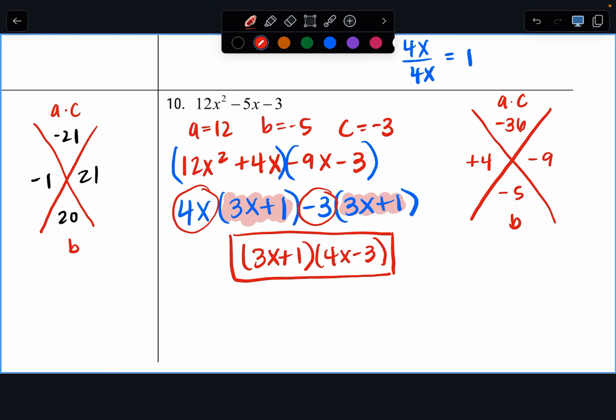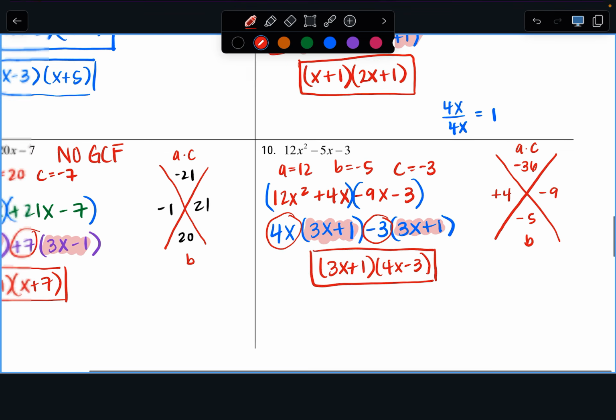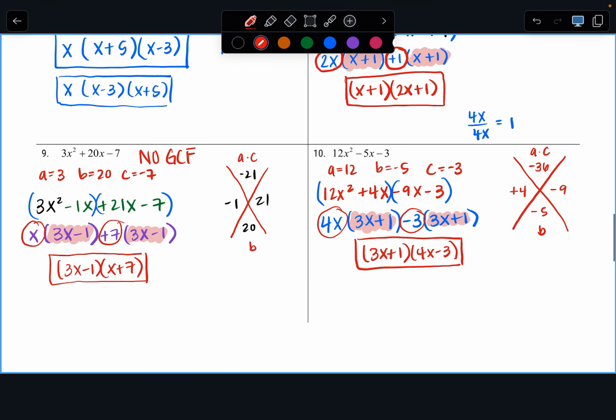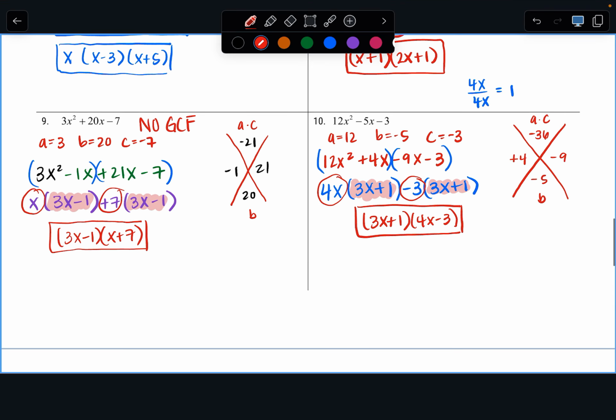Yes, Mark. It does not matter what order you put it in. Okay, let's go to the last page. If you wrote 4x minus 3 and 3x plus 1 in a different order, that is fine. That is the other acceptable answer.